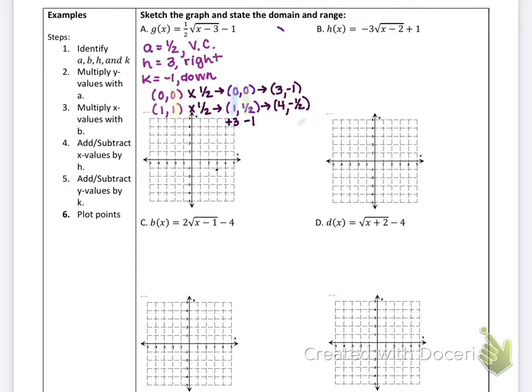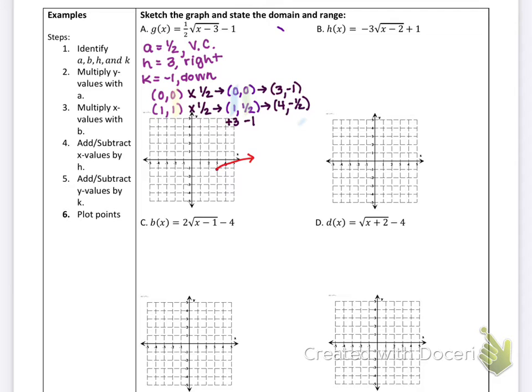And so you'll notice that if we use just the method we were using in Zoom, if you put 3, -1, which is your h, k, and then you go up a half, over 1, you'll get your second point. And the key thing to remember about the square root function is how it looks: it's just going to start at your h and k and then move through your second reference point.